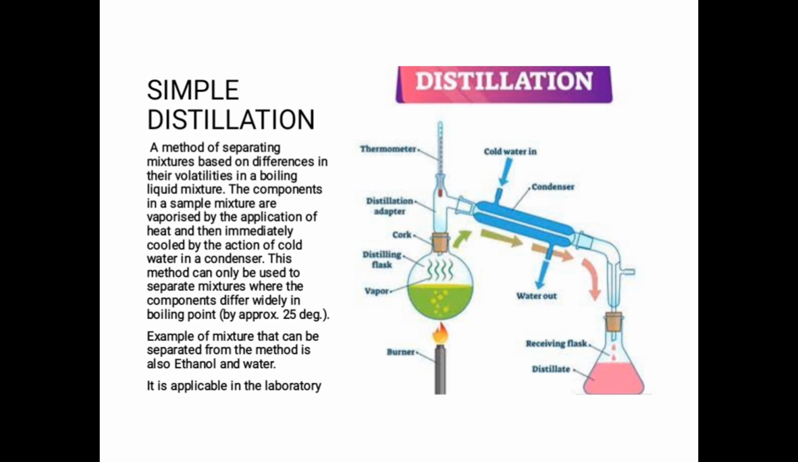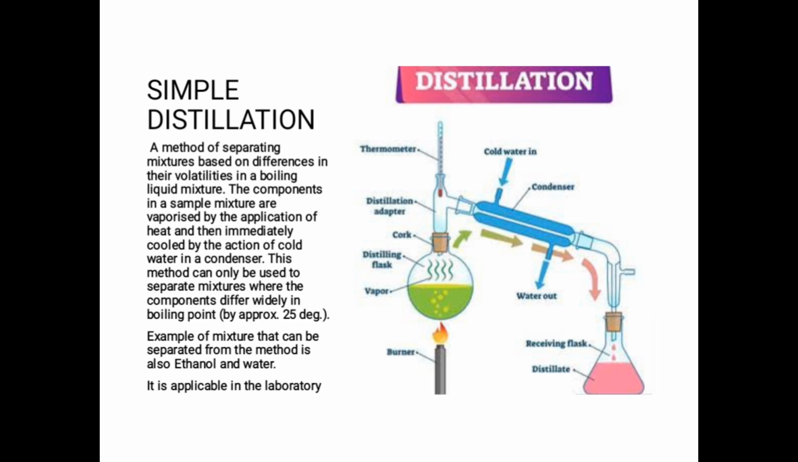Like I've said, simple distillation is a method used to separate two miscible liquids with a wide range of boiling points. An example is separating ethanol or alcohol and water. Ethanol has 78 degrees Celsius as its boiling point, while water is 100 degrees. So the difference between them is approximately 22 degrees. So it is still wide.